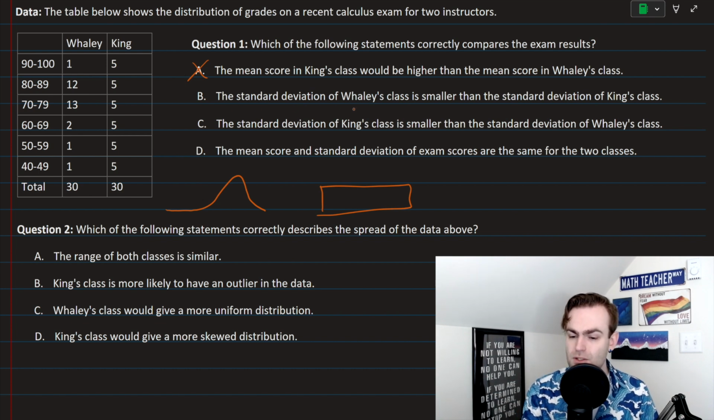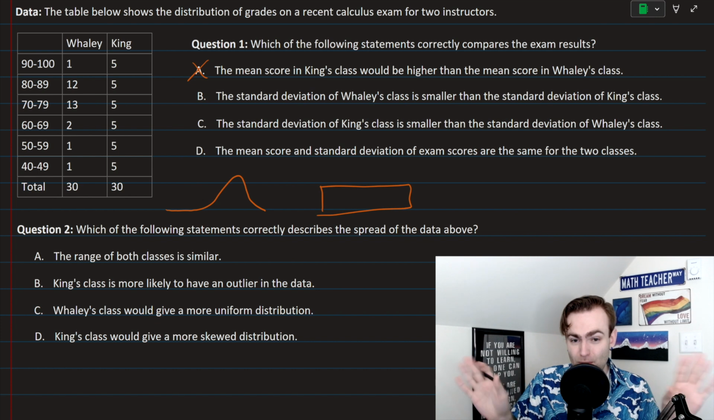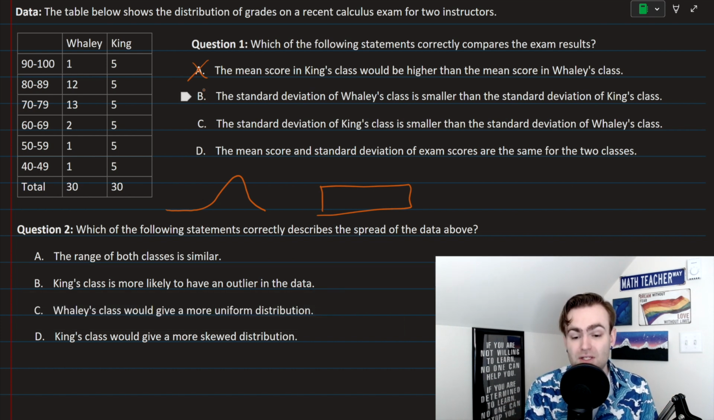B: The standard deviation of Whaley's class is smaller than the standard deviation of King's class. So you can see that there is less variation in the Whaley data than there is in the King data. The King data is very varied. There's a lot of data in a lot of different places, where for the Whaley data, there's less data in those off-put places. Most of the data is around the 70 to 89 mark. So the standard deviation is smaller for the Whaley class. But let's look at the rest of them.